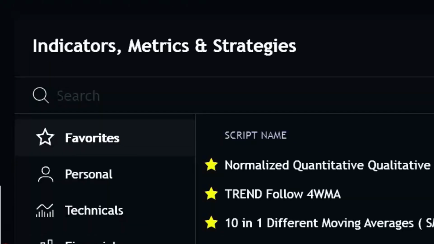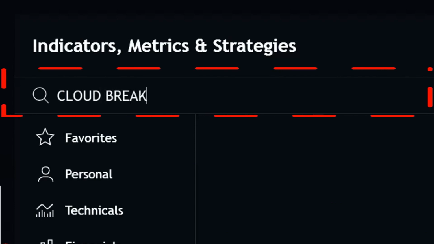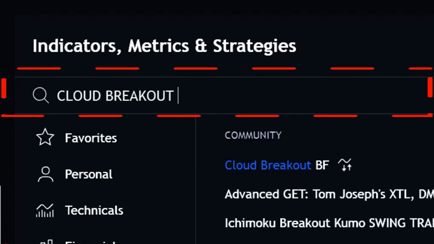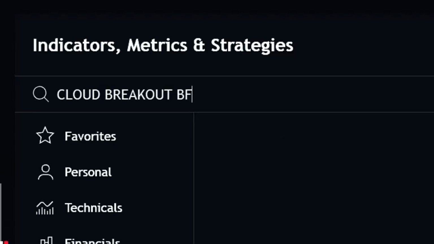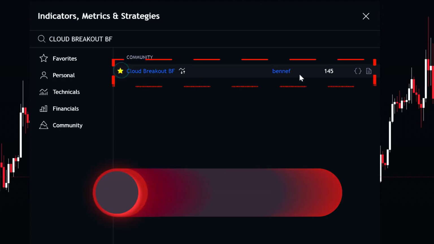Now you'll see a search bar. In the search bar, type in Cloud Breakout BF. Once you spot it in the results, click on it and boom, it'll be added to your chart automatically.